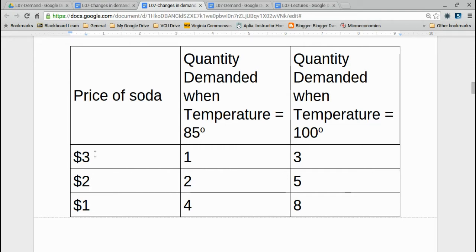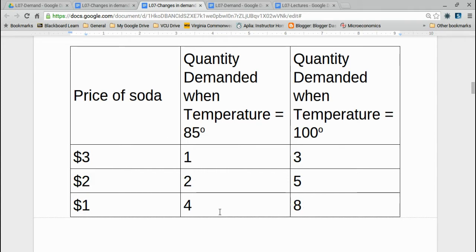Well, if the price is still high at $3, instead of buying 1 can, you may be willing to buy 3 cans now because your taste for the product has increased because it quenches your thirst better on a hot summer day. Similarly, when price is $2, you might be willing to buy more than before. Instead of buying 2 when the temperature is 85, you might buy 5 when temperature is 100. Finally, the price is $1, and at low temperature, you may be willing to buy 4. At the high temperature, you might be willing to buy more.